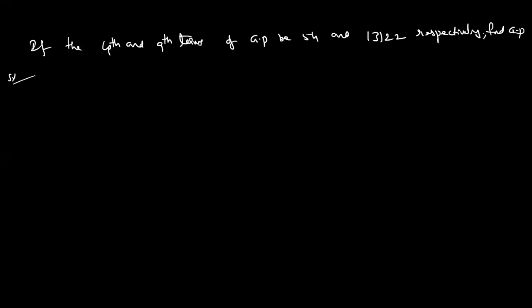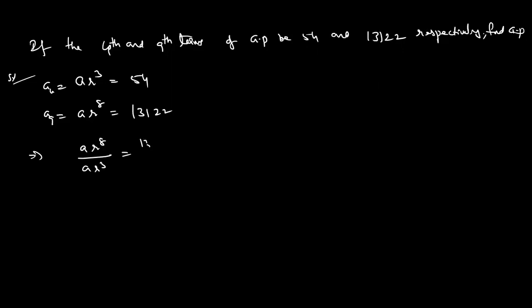Means what here, as usual? What is the fourth term? Anyone? A into R cube. How much? 54. Ninth term, here 9 means what? A into R power 8. That is 13,122. How to solve? Simply A into R power 8 by A into R cube is how much? By 54. So dear students, A cancels. R power 5 by how much coming?